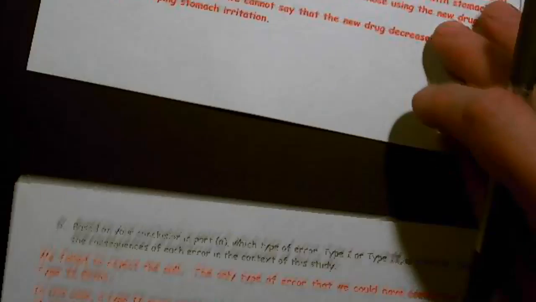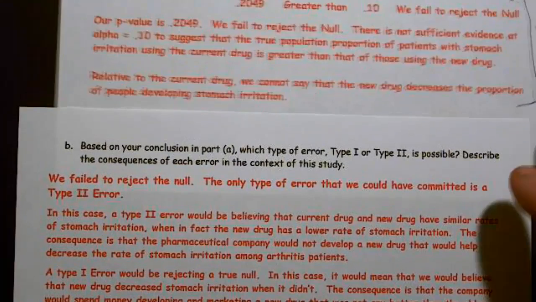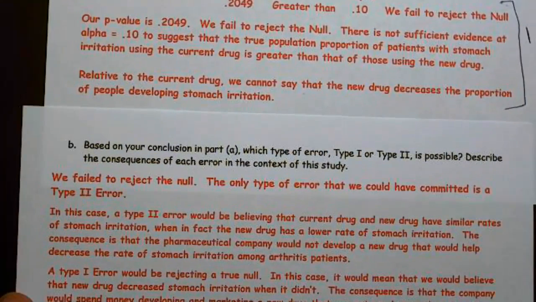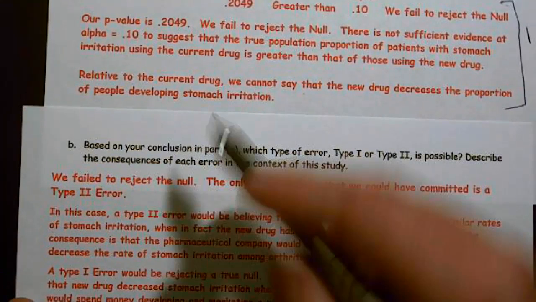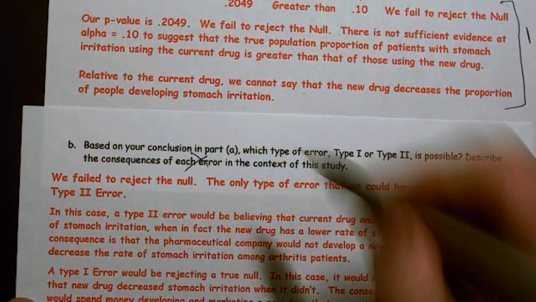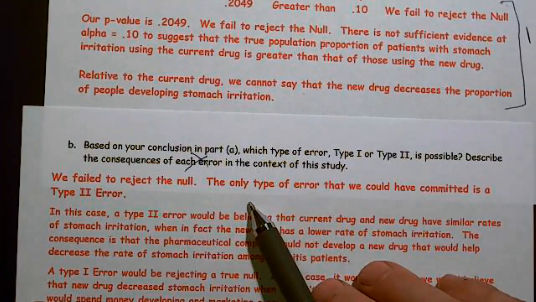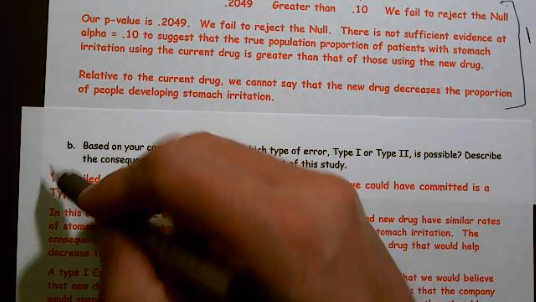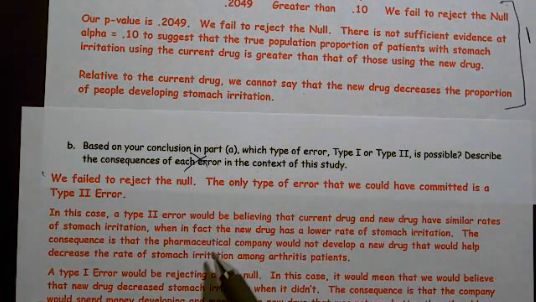And then part B says, based on your conclusion in part A, which type of error, type 1 or type 2, is possible? Describe the consequences of each error. And basically, we changed that on your test so that you only had to describe the consequences of the error. So we failed to reject the null, and the only type of error that we could have committed was a type 2. So we explained what type of error and the consequence.